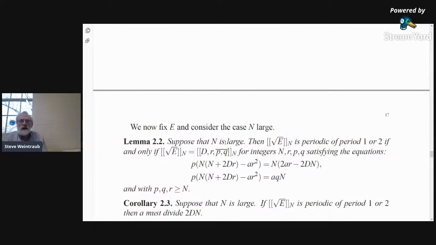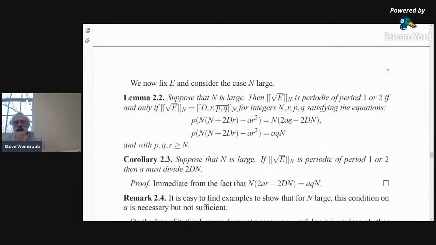Suppose n is large, then we want to ask when is the best CFN expansion of square root of E periodic at period 1 or 2. Well, our theorem tells us that in the case of n large, periodicity begins with A2. So if E sub n is going to be periodic with period 1 or 2, it's going to look like this. It always starts with D, here's A1, whatever it is, I'll call this R, and then the period has to start with A2, so it has to look like PQ, PQ, PQ, etc. So it's got to look like DR and then PQ with a bar.